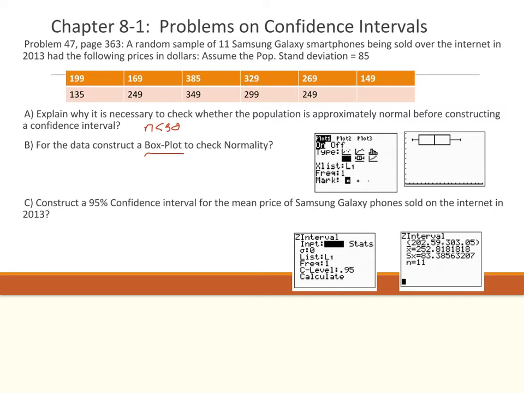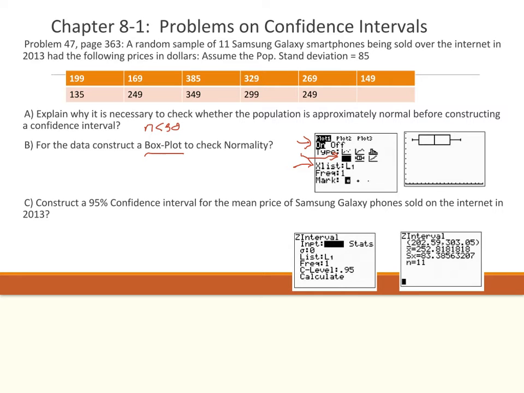So in this particular case, we enter the data into L1. We hit second y equals to get to the plot information. We hit plot 1. We turn on plot 1. We choose the box plot with outliers. We make sure that the X list is L1, the frequency is 1, and the mark is a little box.